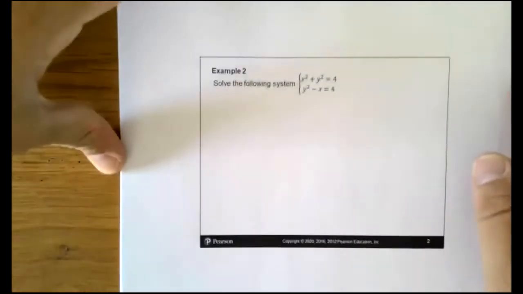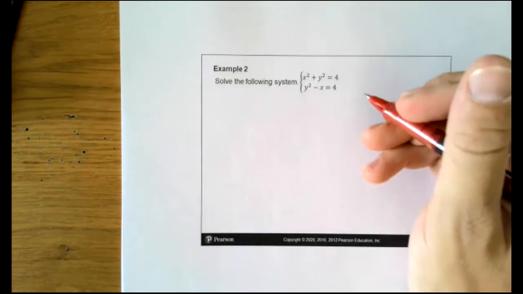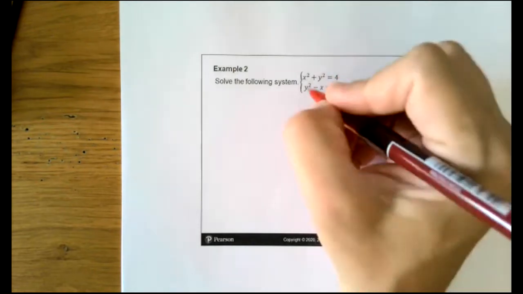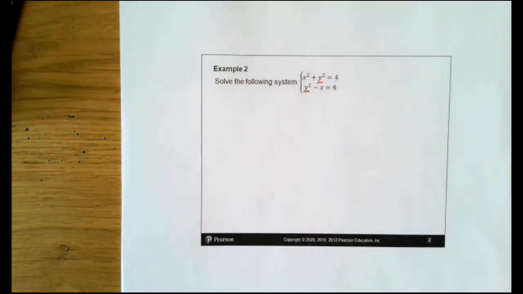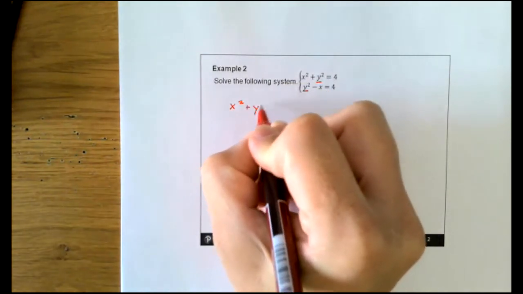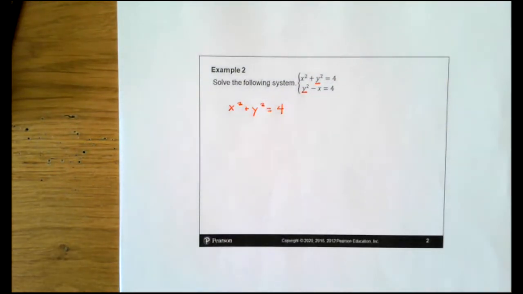Here, another example. Solve the following system: x squared plus y squared equals 4 and y squared minus x equals 4. Neither of these are straight, right? The only like terms we have are the y squared and the constant, but we just want to eliminate one of the variables. So let's line it up a little bit better.